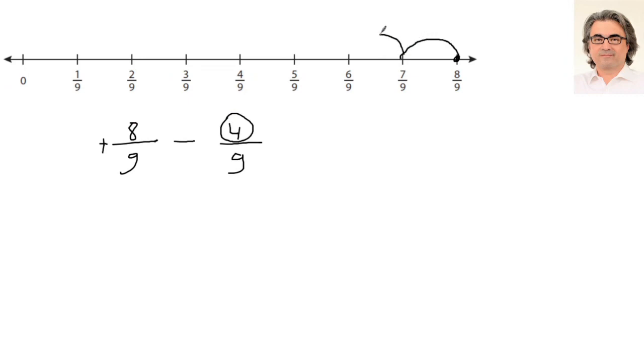1, 2, 3, and 4. I reached a final point. This is the result of this subtraction operation: 4 over 9.